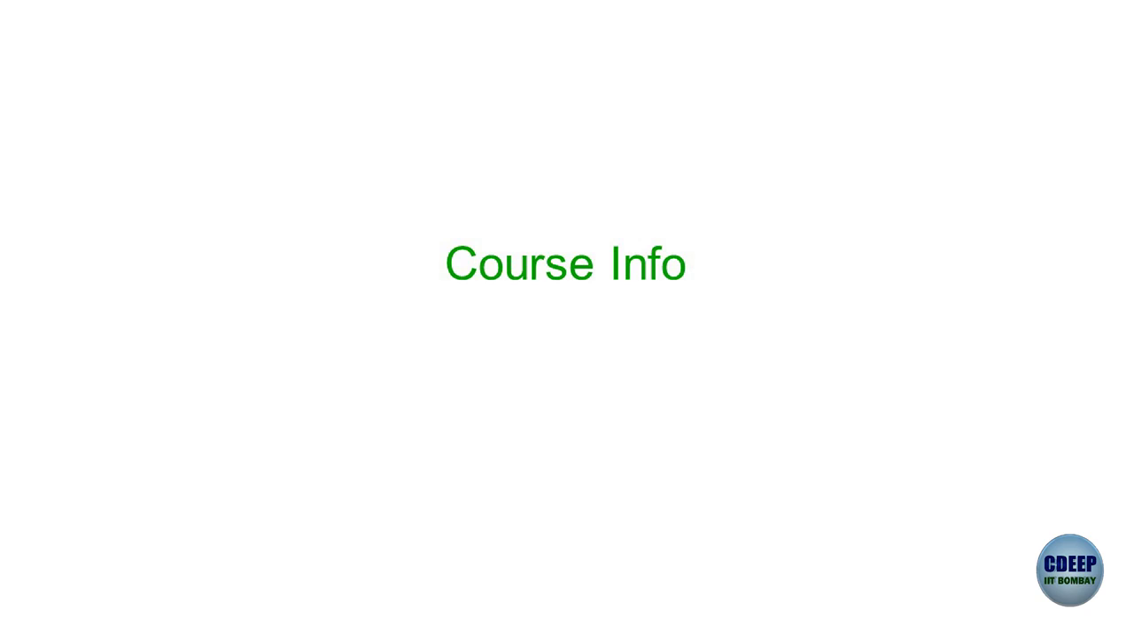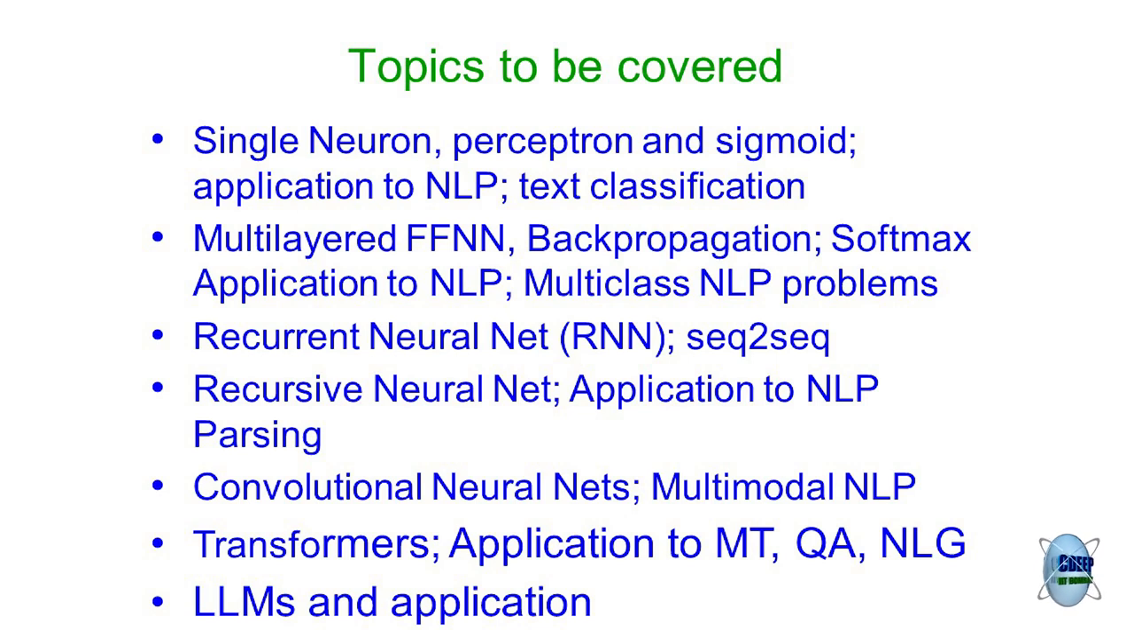Okay, topics to be covered. We'll spend time on the single neuron, the perceptron, and the sigmoid function, the nonlinearity, and the application of a single neuron to text classification, probabilistic text classification. We'll draw that parallel, but it's not really a huge application. Then multilayer feedforward network and backpropagation, and the softmax function. These will occupy us for quite a few classes. Okay, very important. So they have to be attended to.